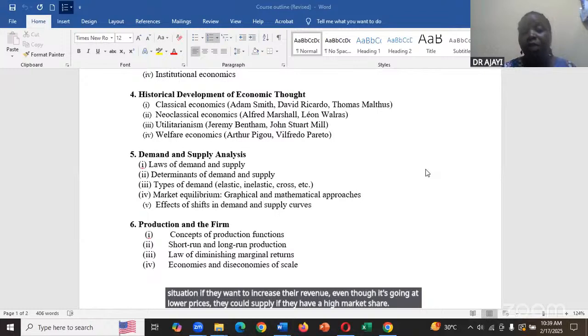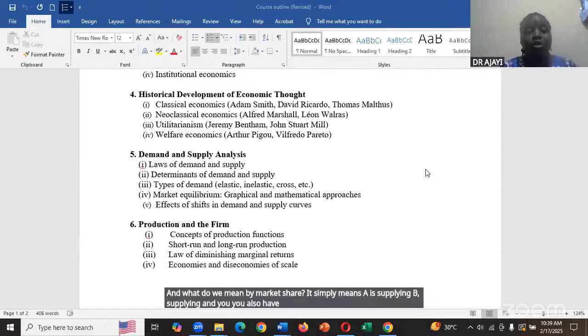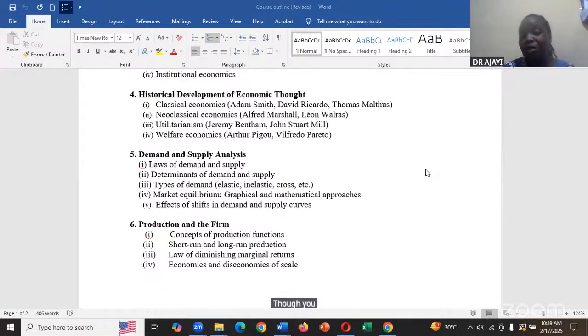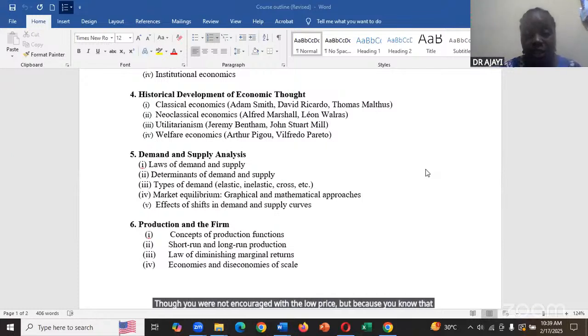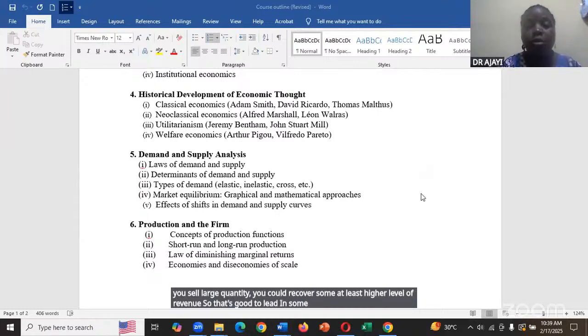And what do we mean by market share? It simply means A is supplying, B is supplying, and you also have that room to supply some quantity to the market. So if your market share is quite on the high side, there is that tendency that even though it is fetching a low price, you still want to supply as much as possible. Though you were not encouraged by the low price, you know that if you sell a large quantity, you could recover at least a higher level of revenue. So that could lead in some cases to an abnormal supply curve.